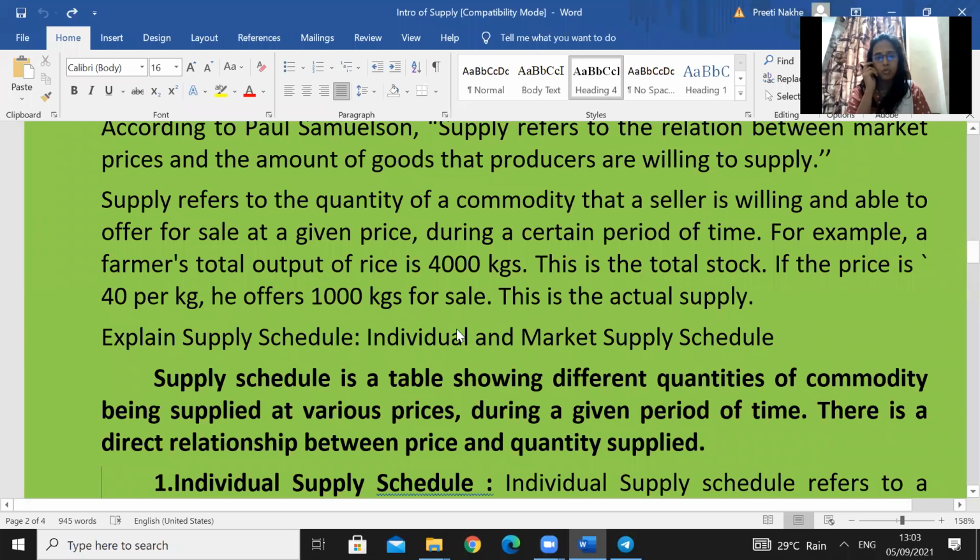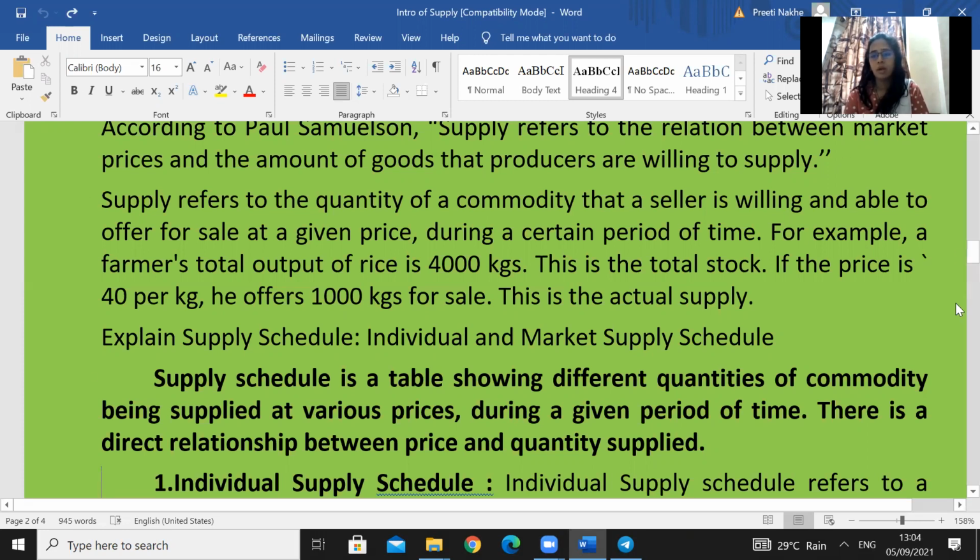See, supply refers to quantity. As I have already explained, whenever we talk about supply, we express it in terms of price, at what time, and in which quantity. A farmer's total output of rice is 4,000 kg, but that is not the supply. Whatever he has produced is the total product, or total stock. But when he sells that stock at a particular price, say the price is 40 per kg and he offers 1,000 kg for sale, then that is the actual supply.